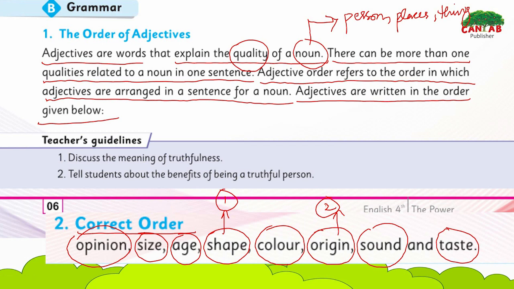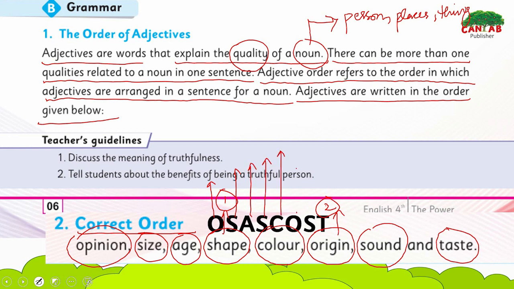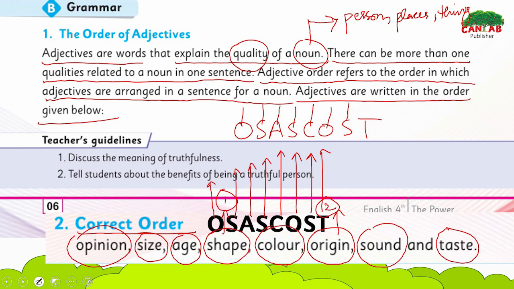So what is the correct order? Here is a shorter form: O S A S C O S T. What does it stand for? OSASCOST. O for opinion, S for size, A for age, S for shape, C for color, O for origin, S for sound and T for taste. So this is basically the order of adjectives.